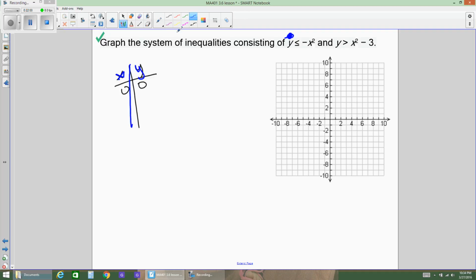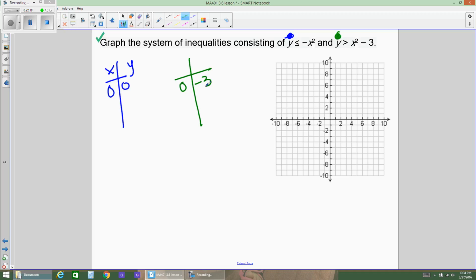Ooh, I'll erase and start over. Now I've got 0, 0 there. And then over here, I know I have 0, negative 3. Okay, back to our blue function.